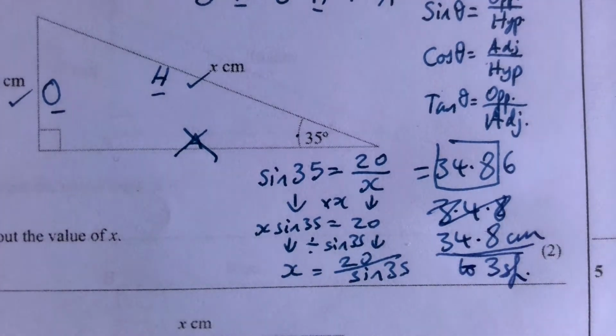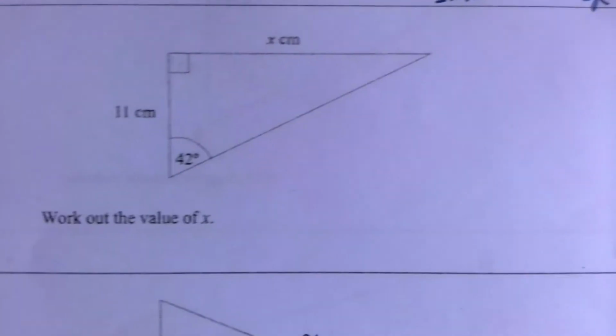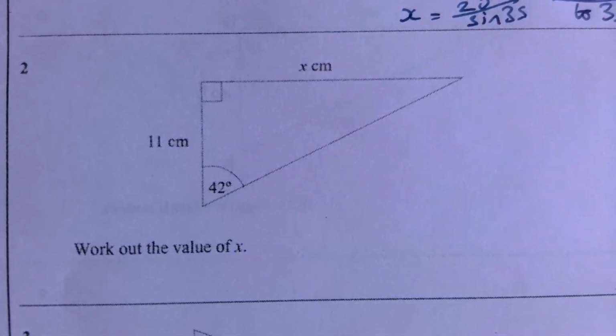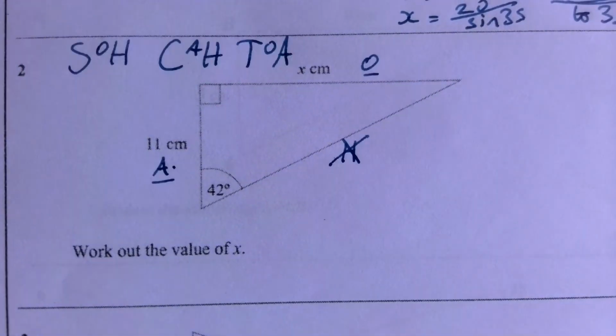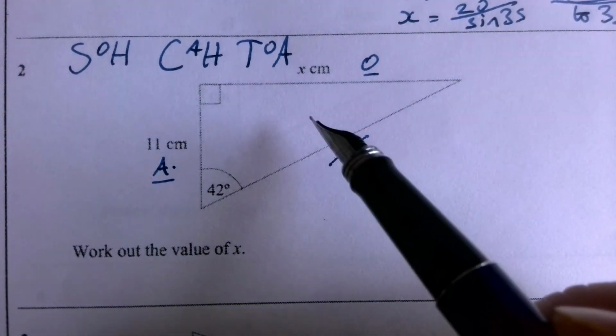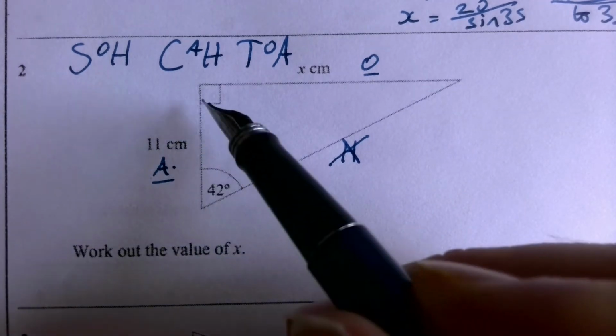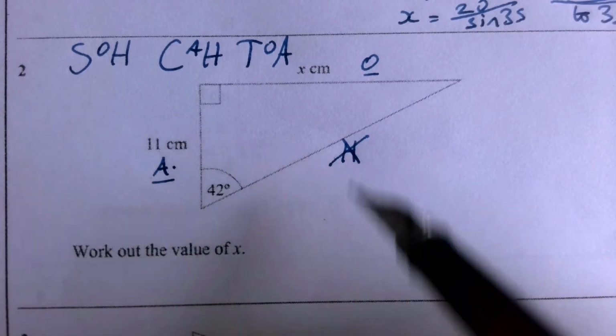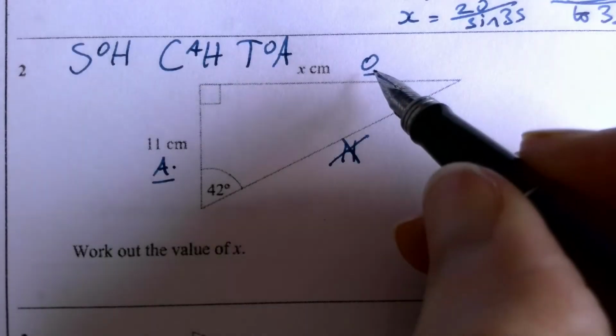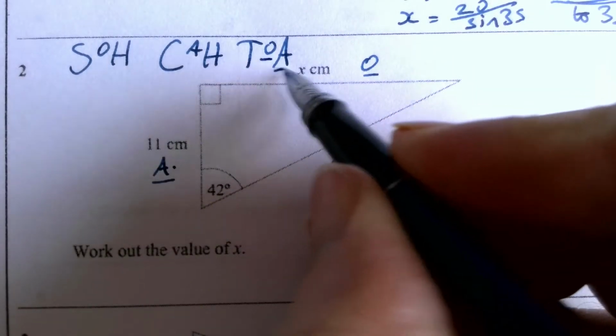Right, let's have a go at question 2. Pause the video and see how far you get. So you should have the fact we've got SoH CaH ToA. It's the opposite to 42. It's the one that's adjacent to 42. This is the hypotenuse, which we don't want. So we want the opposite and the adjacent, which is ToA.